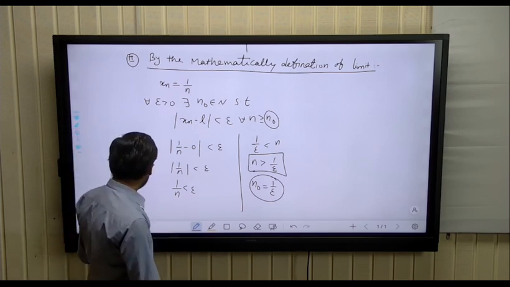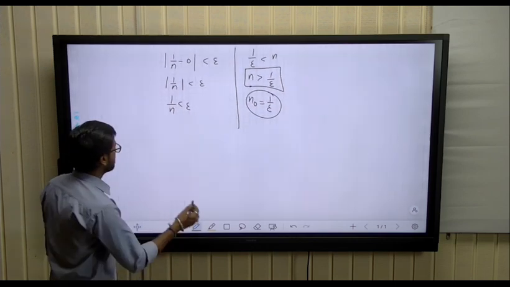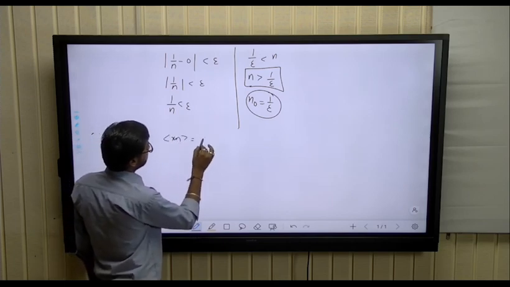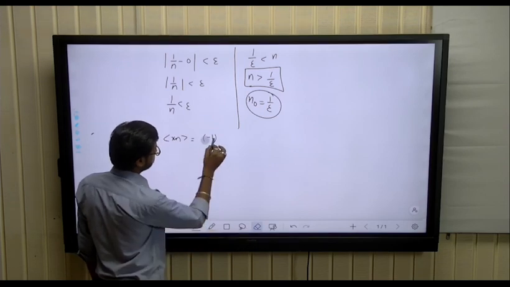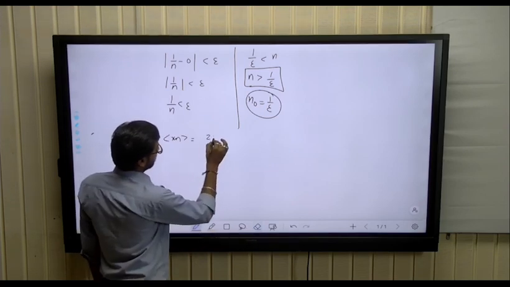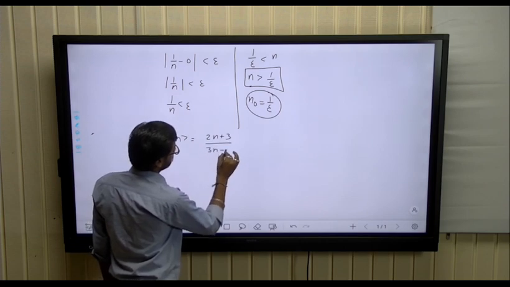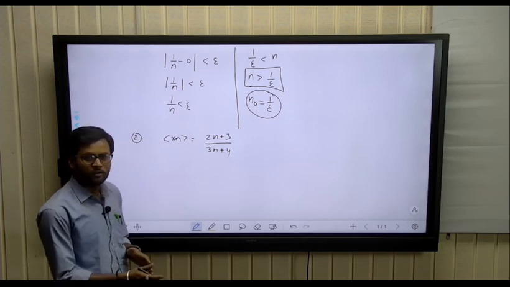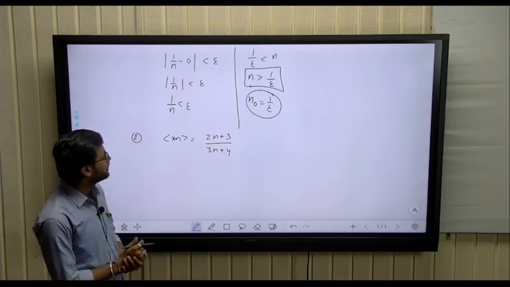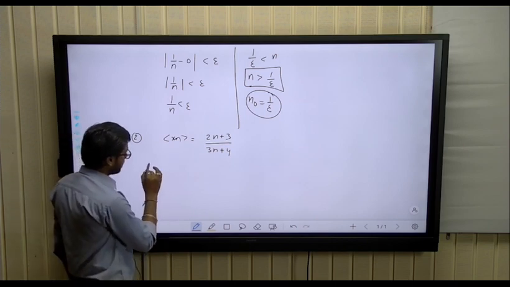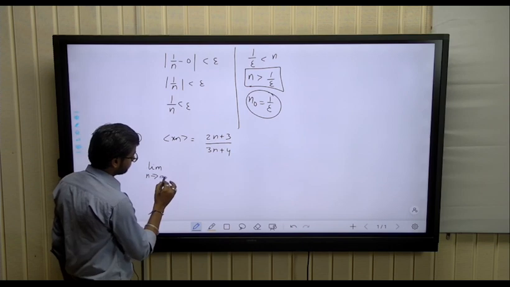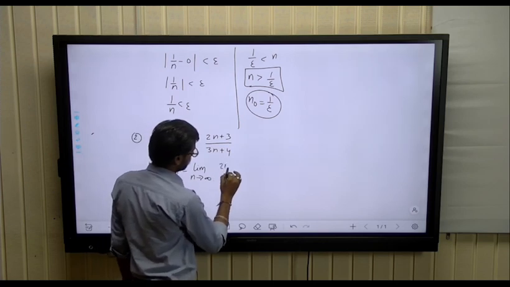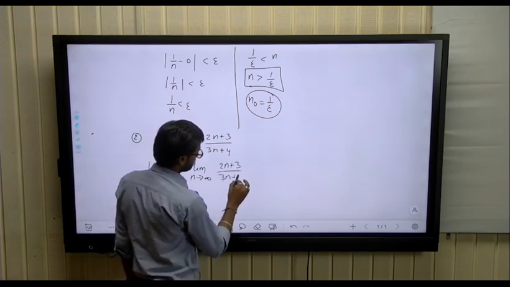Okay, now we take another example, the last example. Suppose that xn is equal to minus 1 to the power like this, 2n plus 3 upon 3n plus 4. Now we find the limit of this sequence. So we go for the normal method, the high school method, and take the limit as n tends to infinity on both sides of 2n plus 3 upon 3n plus 4.